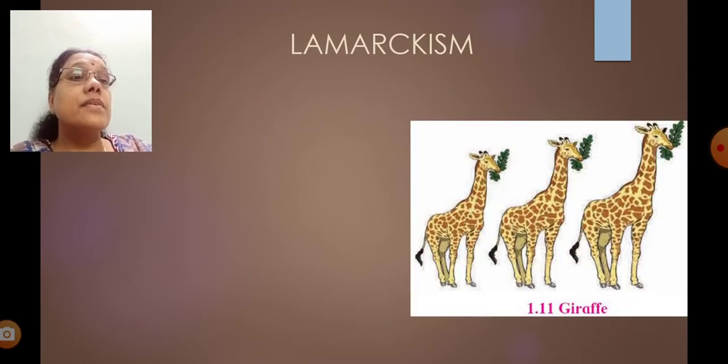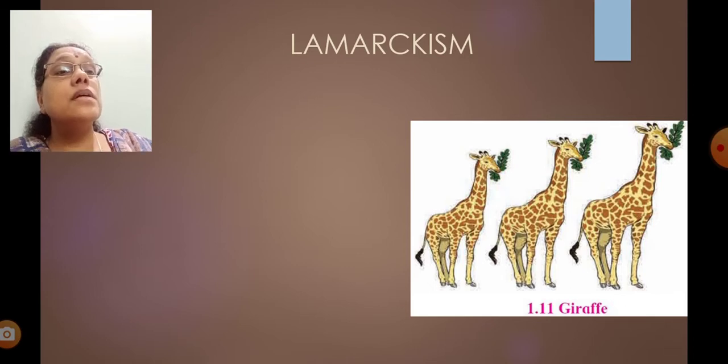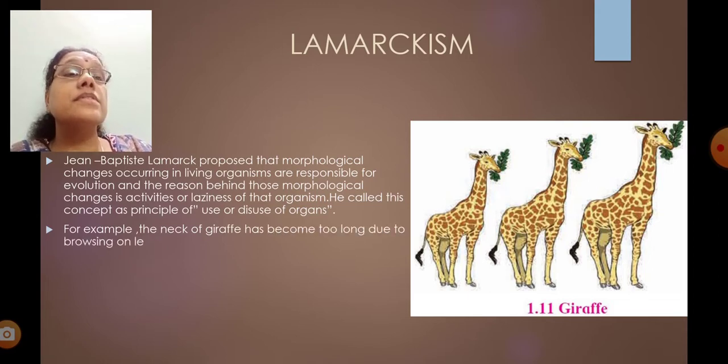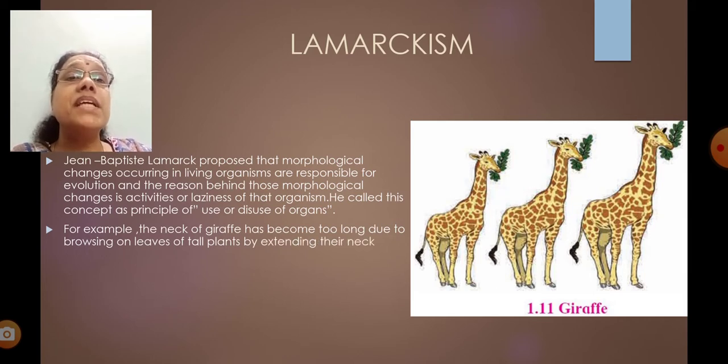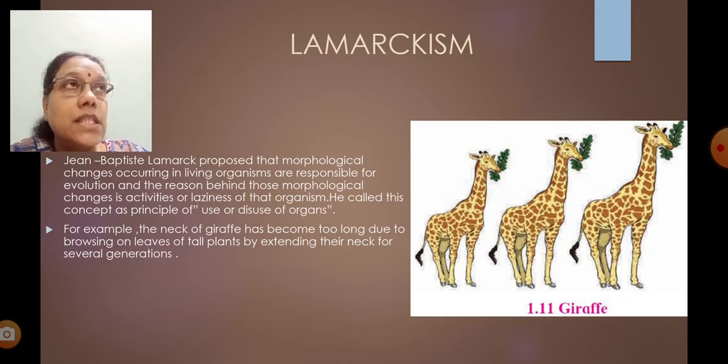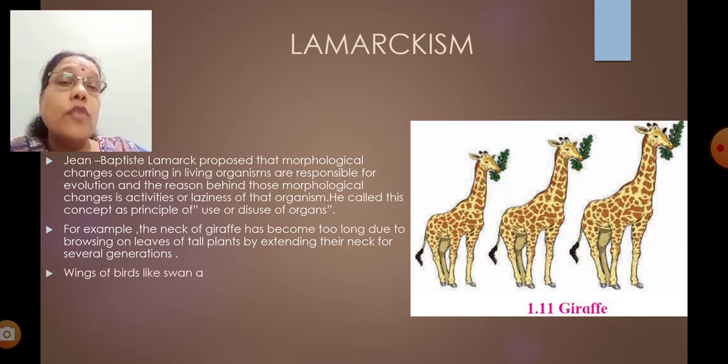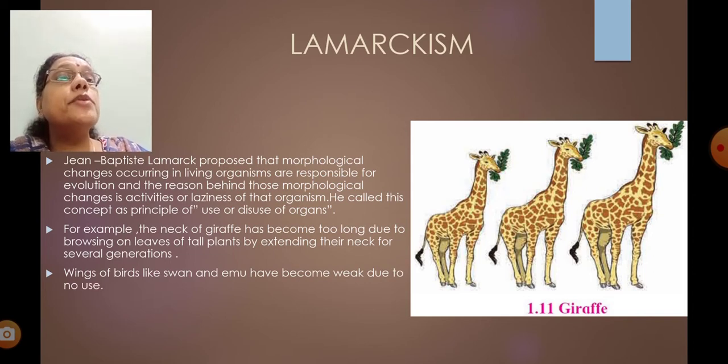Lamarckism. One picture, giraffe. It is eating the leaves from a plant. So what is this Lamarckism? Jean-Baptiste Lamarck, the name of a scientist, proposed that morphological changes occurring in living organisms are responsible for evolution, and the reason behind those morphological changes is activity or laziness of that organism. He called this concept the principle of use or disuse of organs. For example, the neck of the giraffe has become too long due to browsing on leaves of tall plants by extending their neck for several generations.